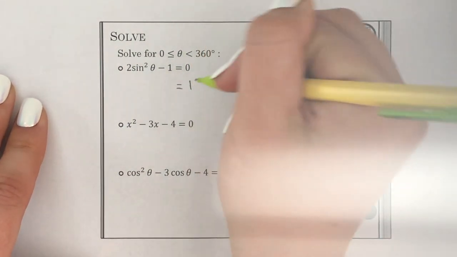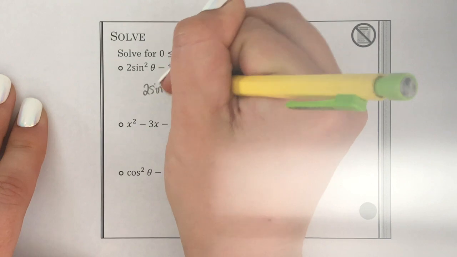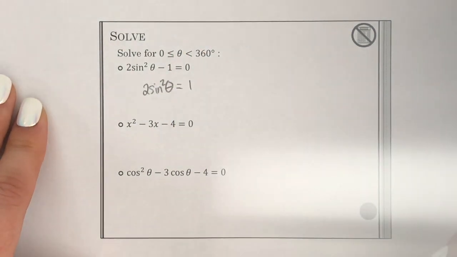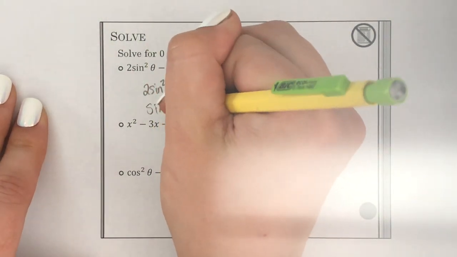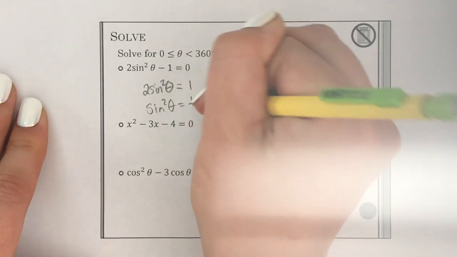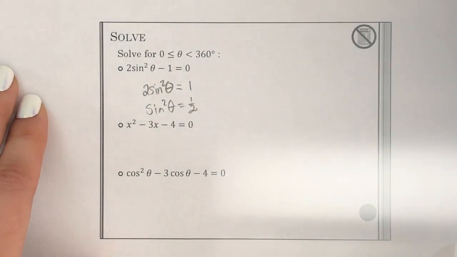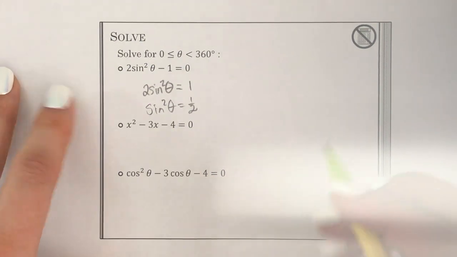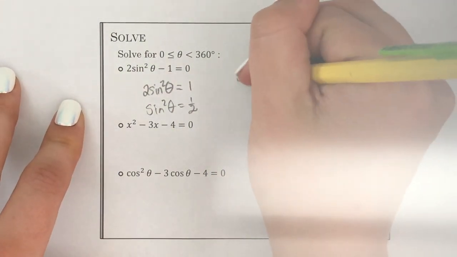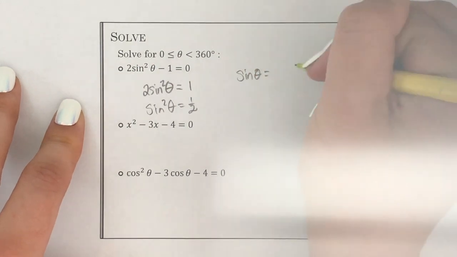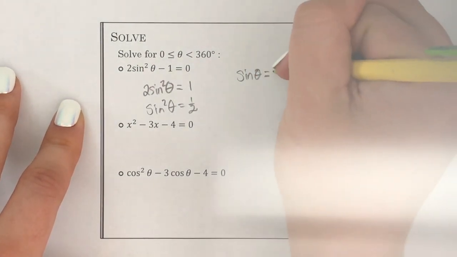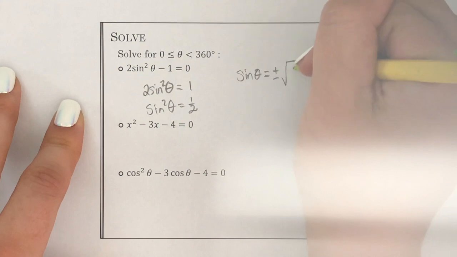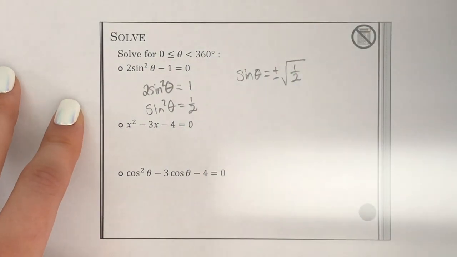Okay, so I'm going to add 1 to both sides. Okay, divide by 2. I'd be like, oh, cool, sine a half. I know that is 30 degrees. That's a thing. But wait, sine's not isolated. I need to take the square root of both sides. So sine theta equals, when I take the square root, plus or minus the square root of a half. Like that. Oof.